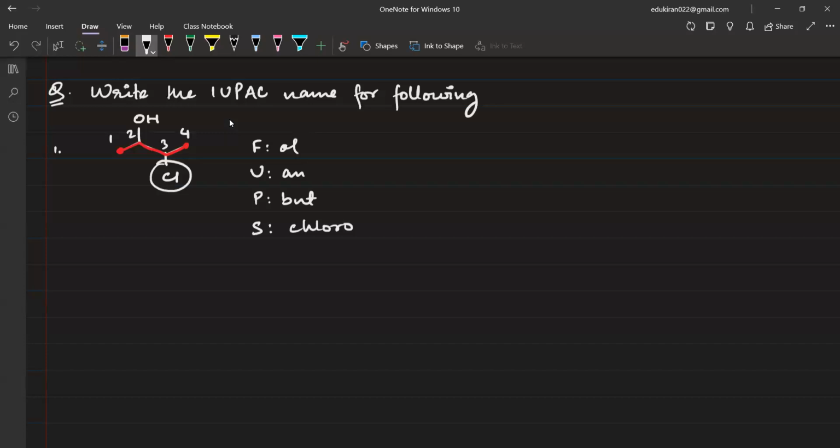So now chloro is in which position? It is in the 3rd position. And OL is in which position? OL is on the 2nd carbon atom. So you'll write 2-ol. So what will be the name? It will be 3-chlorobutan-2-ol. Is this clear? Yes or no? Please tell me. Yes, sir.